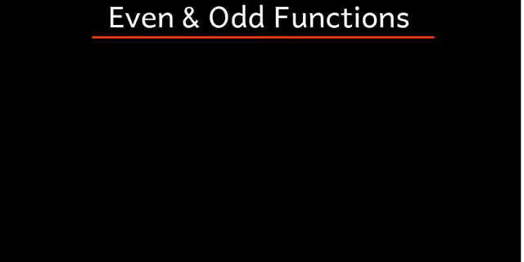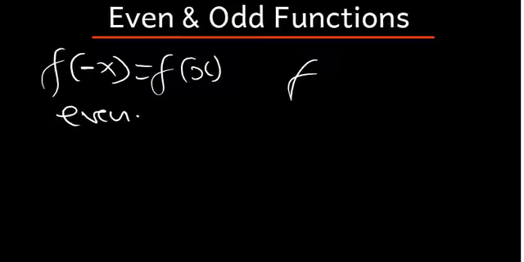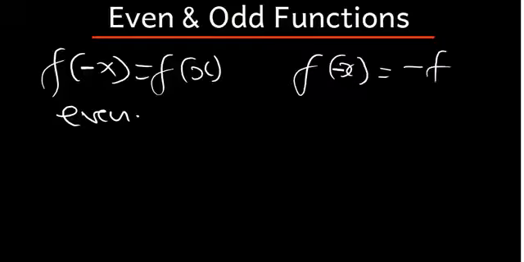So let's talk about even and odd functions. How do you know that a function is even or odd? A function is said to be even if f of negative x is equal to f of x. And the function is said to be odd if f of negative x is equal to negative f of x.